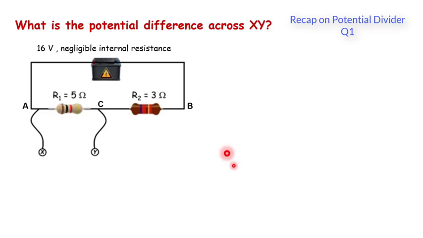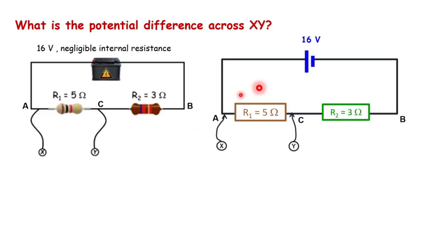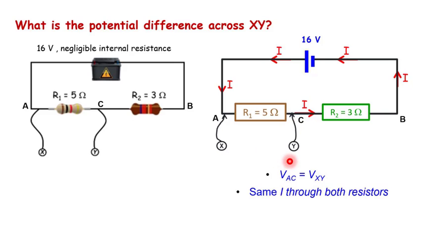Given a cell of 16 volts with negligible internal resistance, can you find the potential difference across XY? To do that, we should always first draw the circuit diagram. So we have a 16 volt cell in series with a 5 ohm resistor and a 3 ohm resistor. To solve the question, we first put in the currents. We note that the potential difference across AC is the same as the potential difference across XY. We also note that the same current is flowing through both resistors.